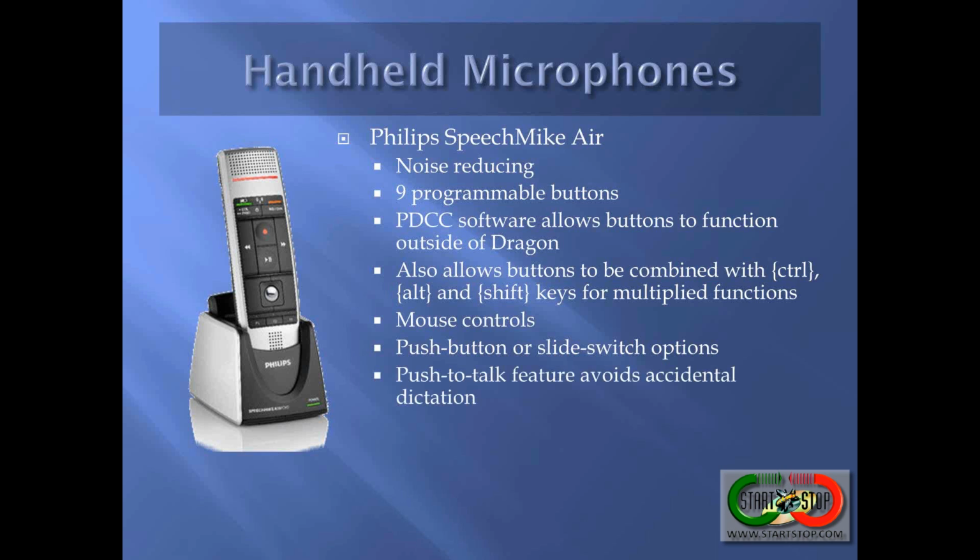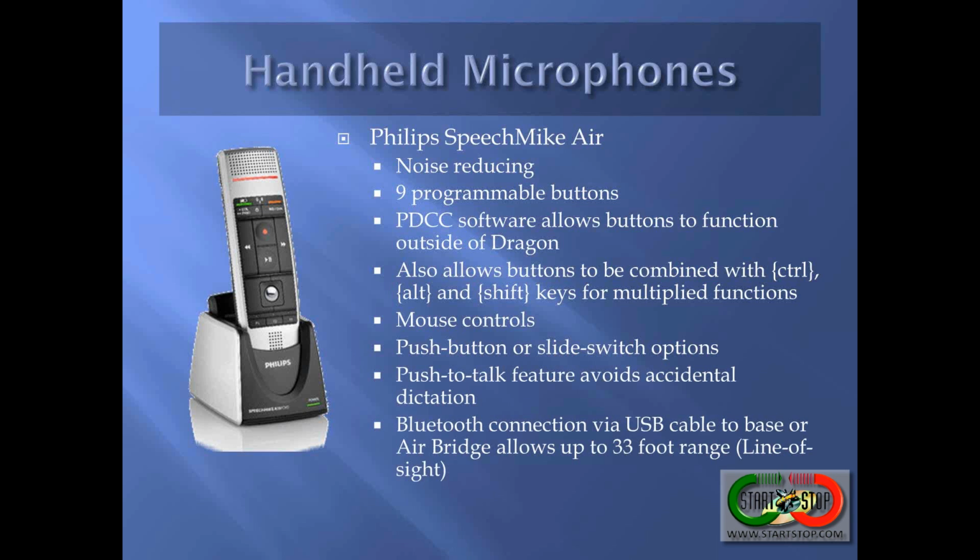But in the case of the SpeechMic Air, the Bluetooth connection works via a USB cable that goes from the computer to the charging base, where you can see a little thing sticking up in the back here. That's called the Air Bridge, and it can be removed from the base and plugged directly into the USB cable that goes to the computer, and that way you can have it on, for instance, a laptop and move around with it. But the Bluetooth connection allows you up to a 33-foot line of sight range.